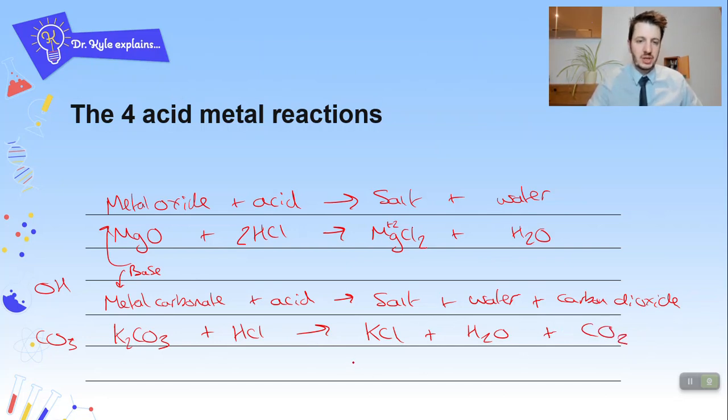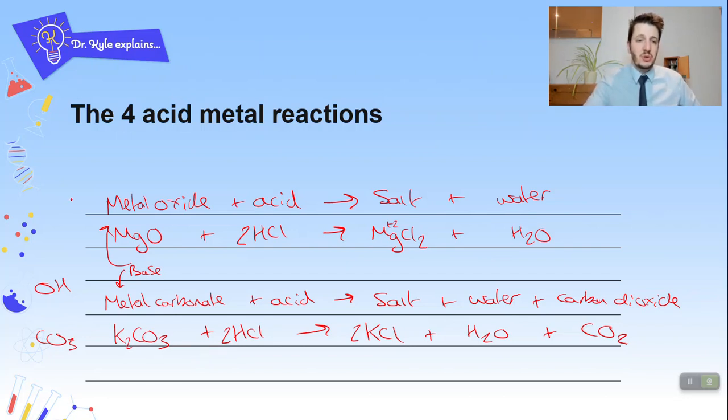Then we're going to quickly check to see if that's balanced. So we've got 2 potassiums there, so we're going to put a 2 there, 2 on that side, that's better, and 2 there, 2 hydrogens, 2 chlorines, and then you've got your carbon and 1, 2, 3 oxygens. Perfect. Okay, so those are the 4 acid reactions.